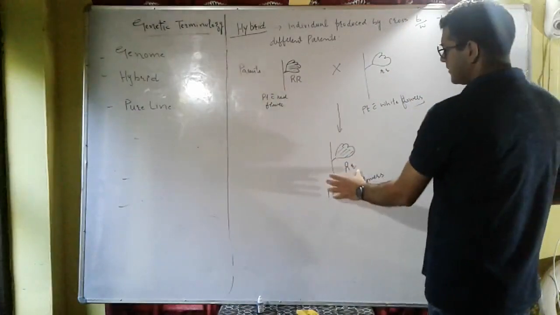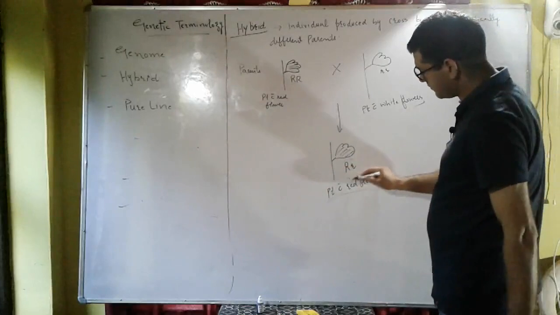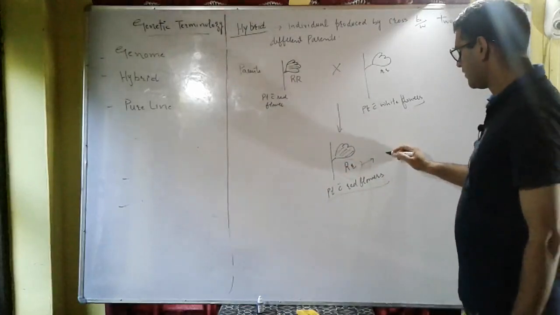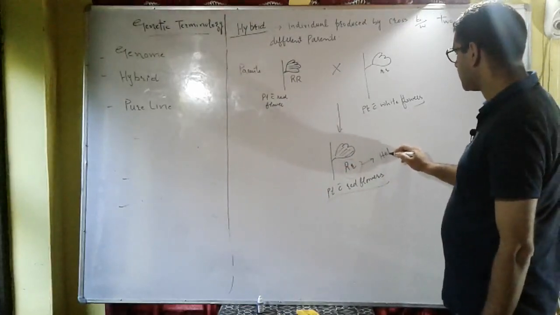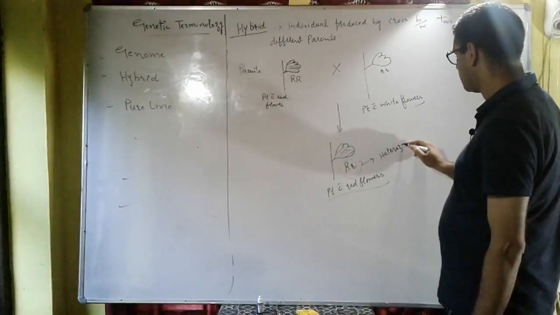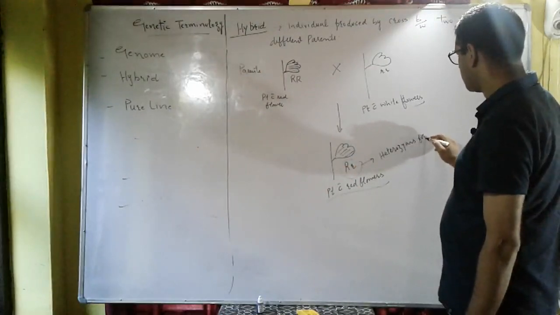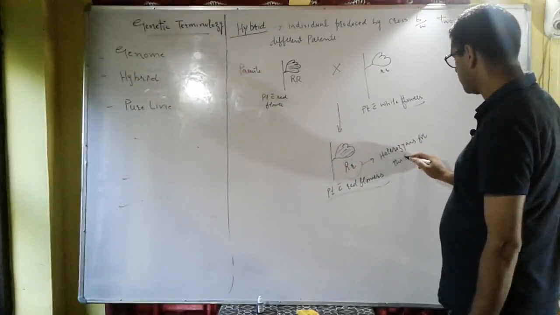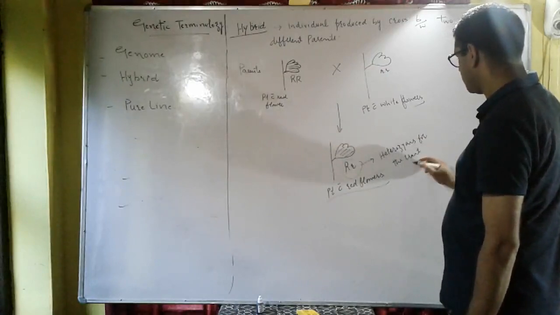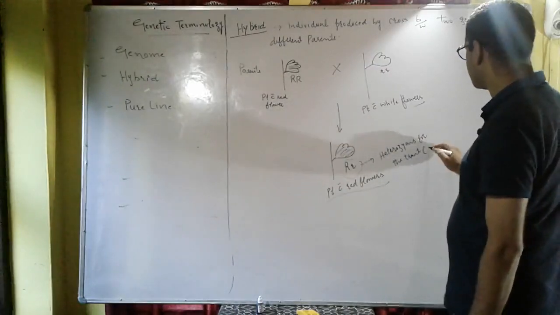So hybrid is an individual. This is hybrid for a character. This is heterozygous for the trait. The trait is color of flower.